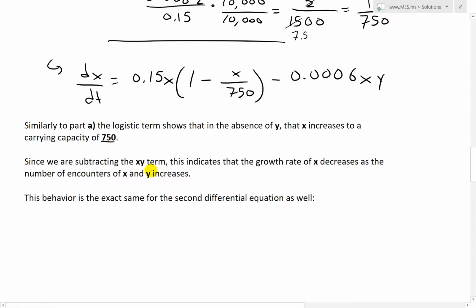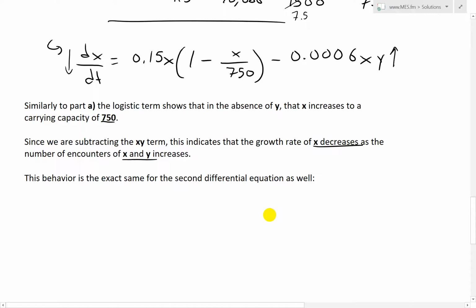And since we are subtracting the xy term right here, this indicates that the growth rate of x decreases as the number of encounters of x and y increases. And again, that always represents the encounters because there's a y term there. So this decreases. So we have a decrease when this term increases.